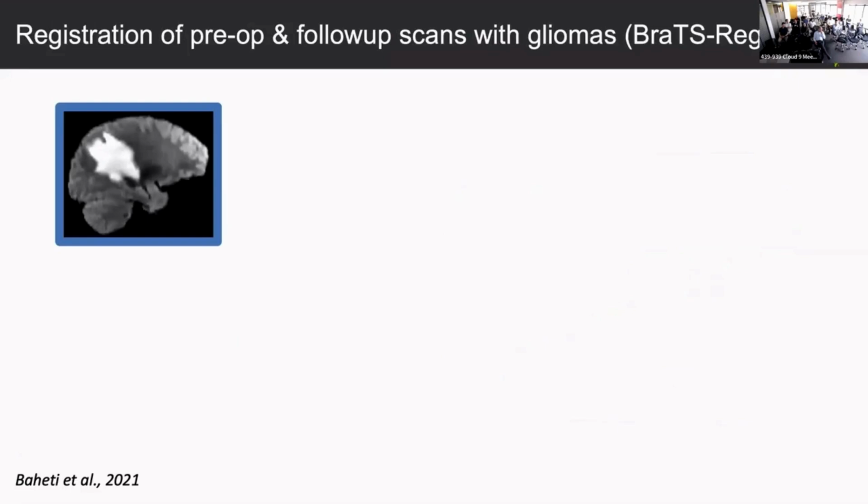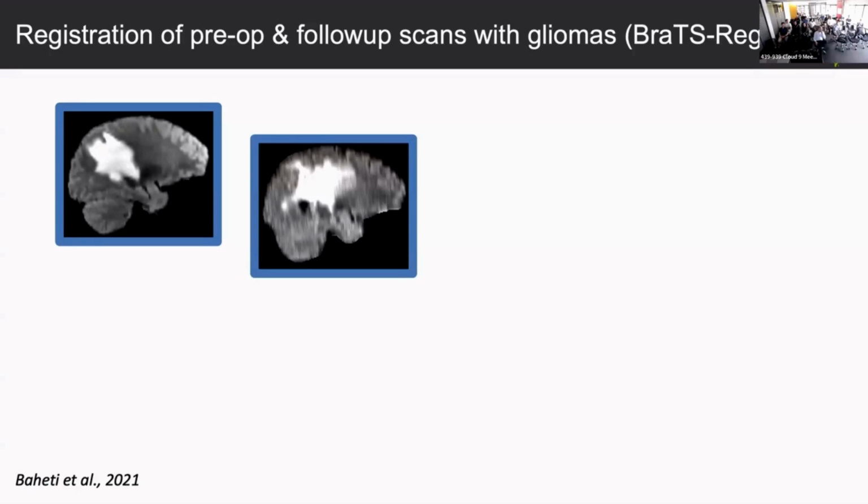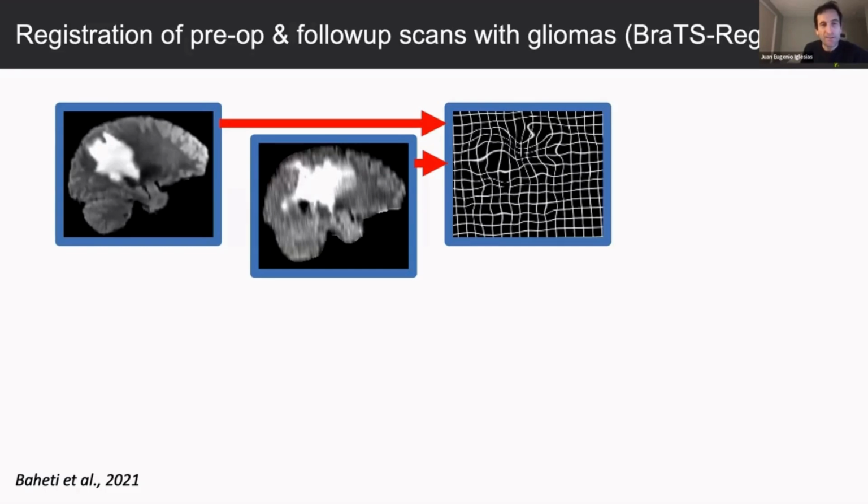Something else you can do with SynthSR is registration. So this is from the BraTS-Reg dataset. So this is pre-op and follow-up scans of patients with gliomas. So these are the 2 scans. And if you were to register them directly, it'd be a disaster, right? We used NiftyReg in this case. And the registration is trying to align the hyperintense regions, and it gives you a field that is way too convoluted, right? It goes nuts.